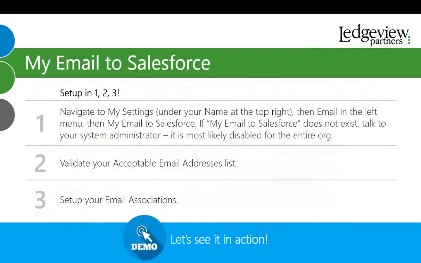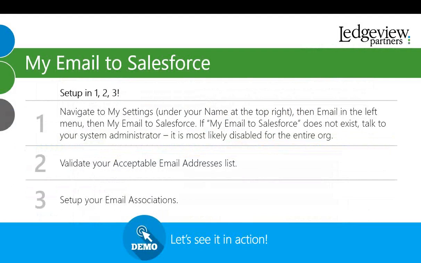So walking through this from a setup standpoint, from a user standpoint, incredibly simple. Over on the top right, if you go under your name, there'll be a My Settings area. And from within settings, you go into the email section on the left, you go into My Email to Salesforce. If that exists, you have it. It's ready to go. Admin doesn't need to do anything. You're set up to use it. You can start using it right now.